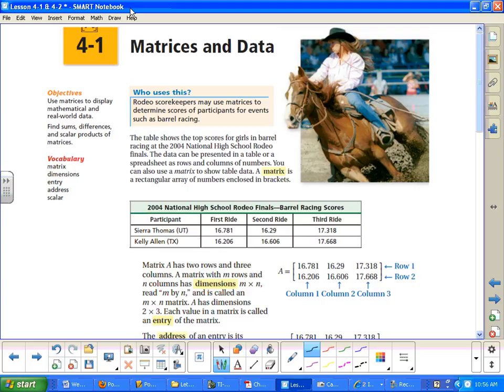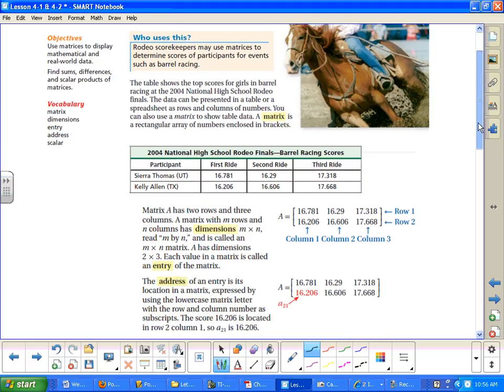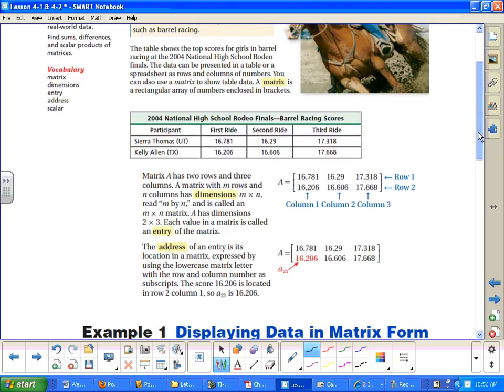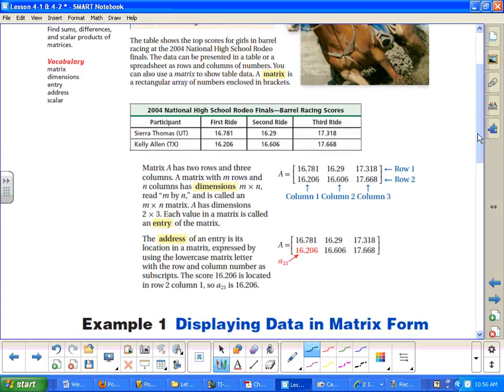All right. So what we do with matrices is we take a set of data, and to simplify the way it looks, we can put it in what's called a matrix. And so here they have these National High School Rodeo Finals. They show the barrel racing scores where a couple of young ladies were racing. And with their information in the table, they've actually taken it and put it into what's called a matrix.